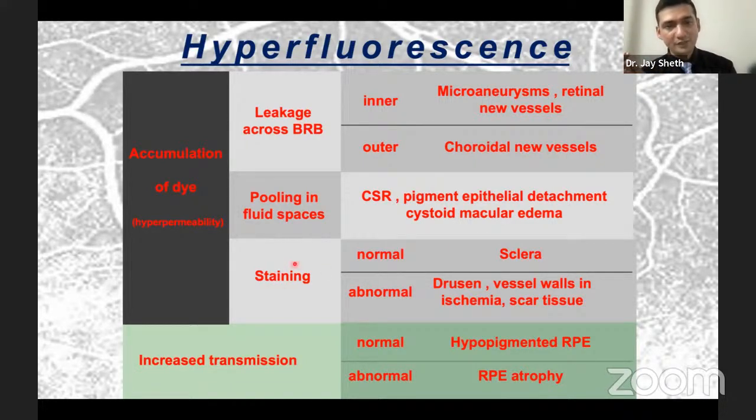Now, accumulation of the dye can lead to staining. A normal staining happens in the sclera, whereas abnormal staining happens in drusen, the vessel wall in case of ischemia, or even a scar tissue. Then the other cause of hyperfluorescence is because of increased transmission. A normal increased transmission can happen in cases of hypopigmented RPE, like Caucasian populations, or even a post-VKH syndrome. And it can be abnormal in patients who have RPE atrophy.